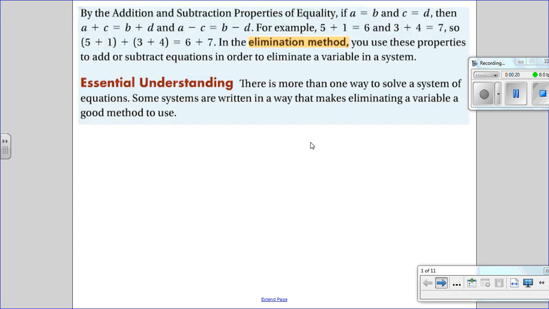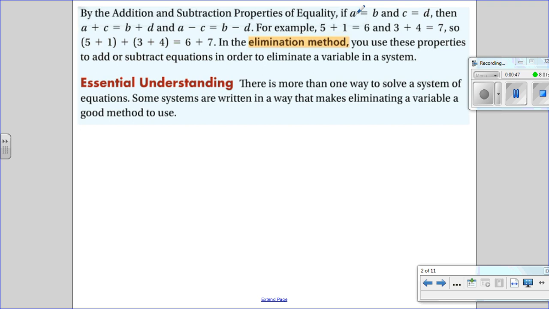system. So what we want you to recall is this kind of stuff. You don't necessarily have to write it down, but you should keep it in mind. Your properties of equality. So if A equals B and C equals D, then if you take A plus C and B plus D, and A minus C equal to B minus D, these things are equal to each other.